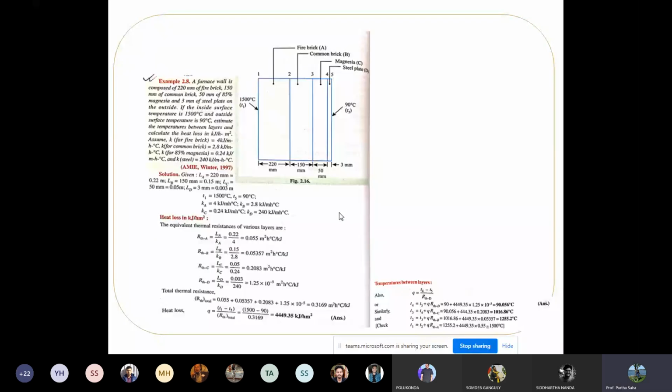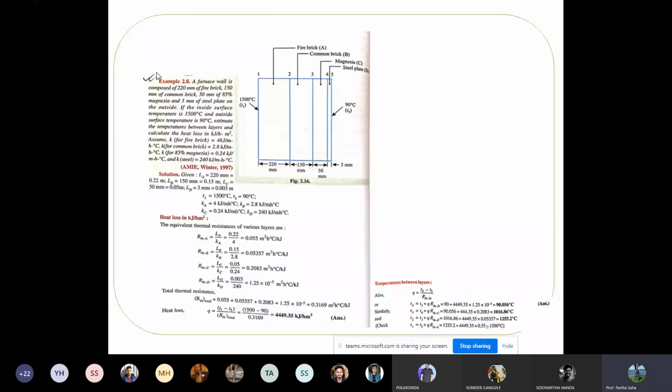Let us look into the final numerical. A furnace wall is composed of 220 millimeter of fire bricks, 150 millimeter of common bricks, 50 millimeter of 85% magnesia and 3 millimeter of steel plate. Okay. If the inside surface temperature is 1500 C and the outside surface temperature is 90 C, estimate the temperature between layers and calculate the heat loss in kilojoule per hour per meter square. That is the same as watt per meter square.